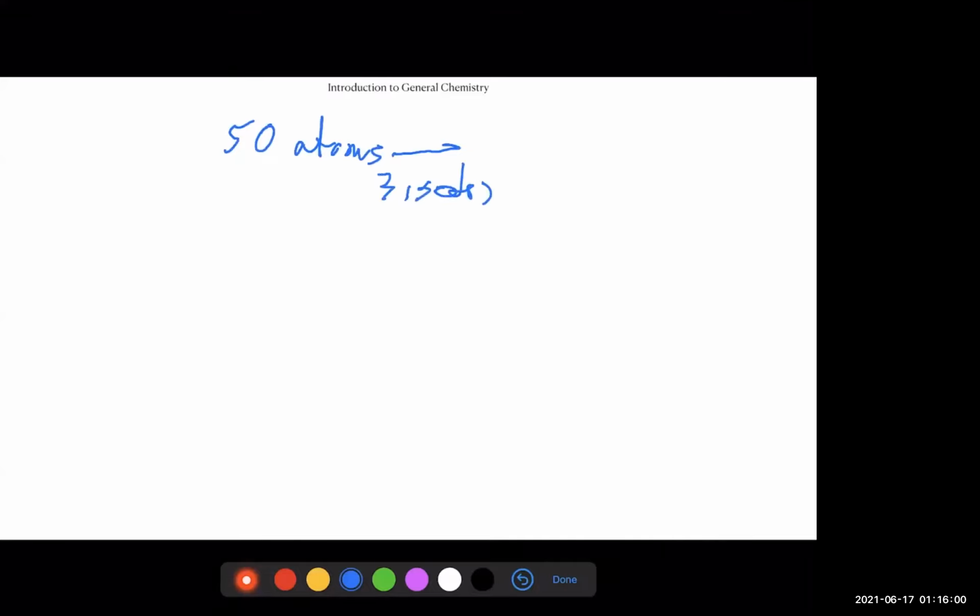Okay. So this one's question 29 of 32 in chapter 3. It says, the image shows a representative sample of 50 atoms of a fictitious element called lemonium. Lemonium consists of 3 isotopes. The red spheres are Le19, the light blue spheres are Le17, and the dark blue spheres are Le15. Determine the percent natural abundance of each of the 3 isotopes.